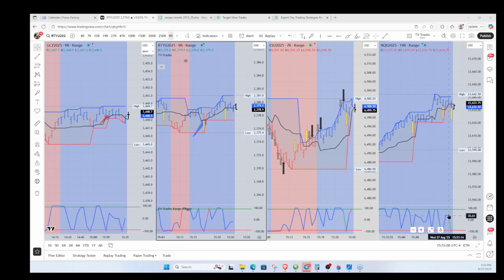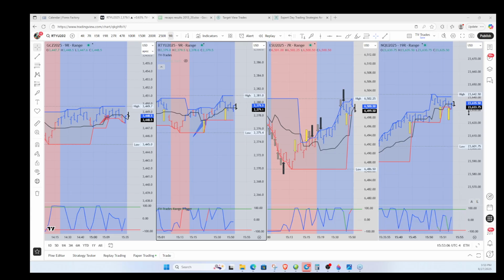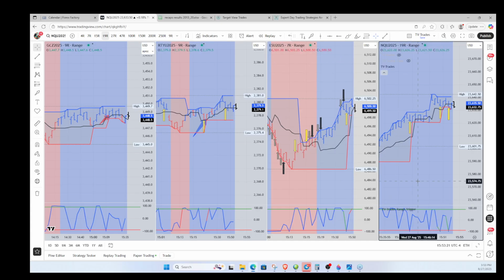Alright, so the NQ did not give us the up close, did not go into the overbought, so you're not going to have a trade here on the NQ. The ES needs 2 down closes followed by an up close. The Russell needs a down close followed by an up close. And the gold needs an up close followed by 2 down closes followed by an up close. So I don't know if we're going to get any trades here, guys. We could, but I doubt it.